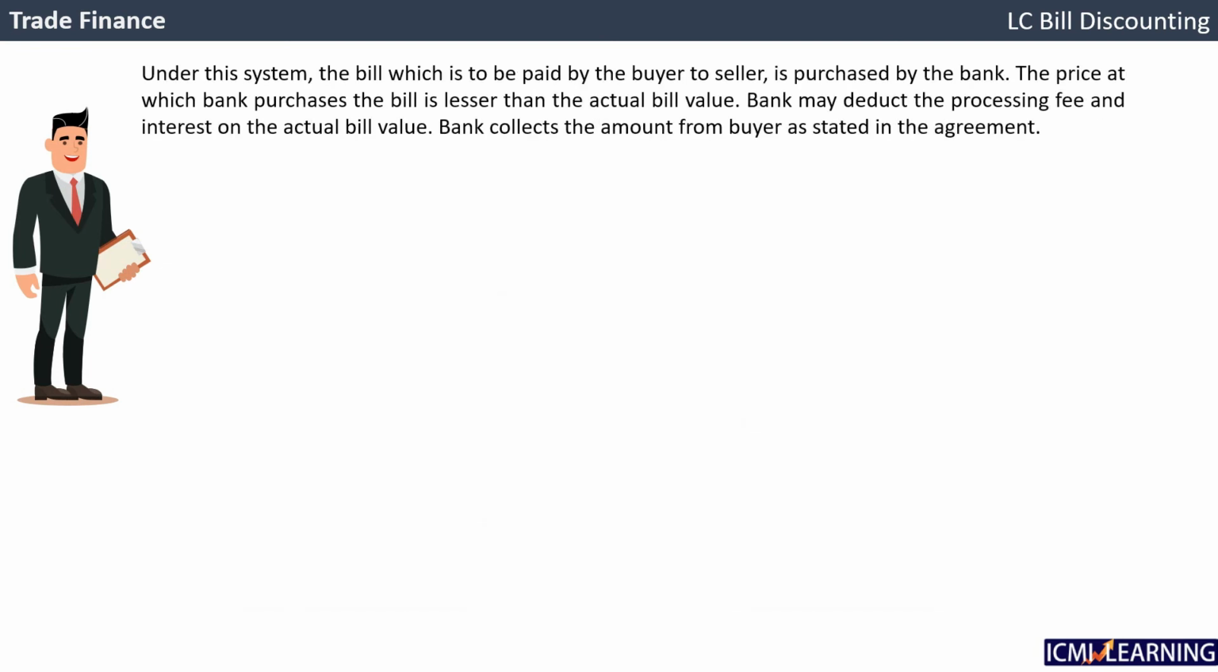Under this system, the bill which is to be paid by the buyer to seller is purchased by the bank. The price at which bank purchases the bill is lesser than the actual bill value. Bank may deduct the processing fee and interest on the actual bill value. Bank collects the amount from buyer as stated in the agreement. LC bill discounting process flow.